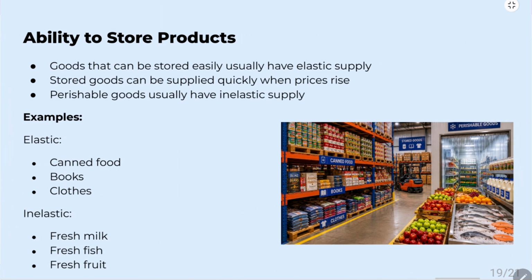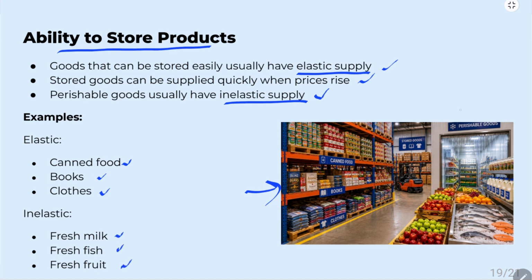Ability to store products. Goods that can be stored for a long time usually have elastic supply because firms can release stored products into the market when prices rise. Products like canned food, books, and clothes can be stored easily and supplied quickly. However, perishable products usually have inelastic supply because they cannot be stored for long periods. Fresh meat, fish, and fruits spoil quickly, so firms cannot easily increase supply when market prices rise.